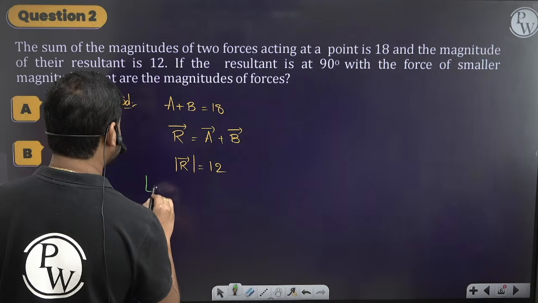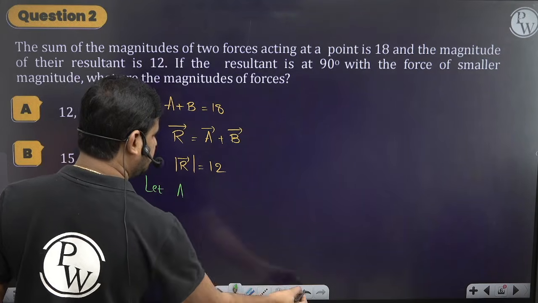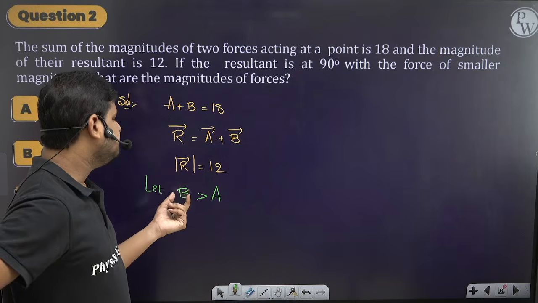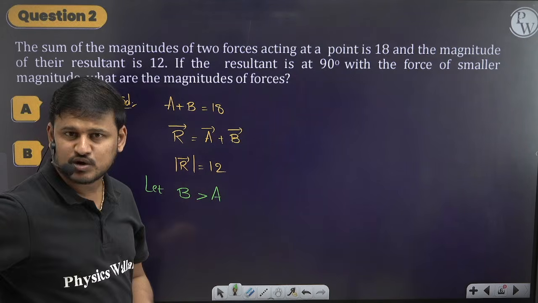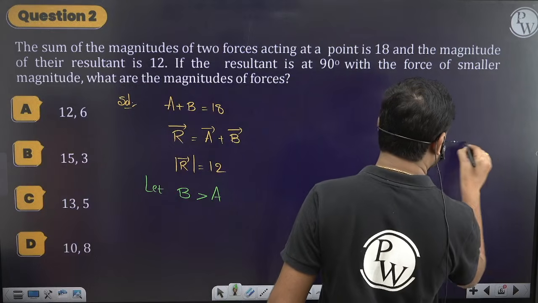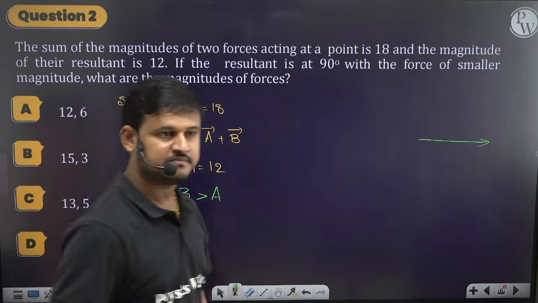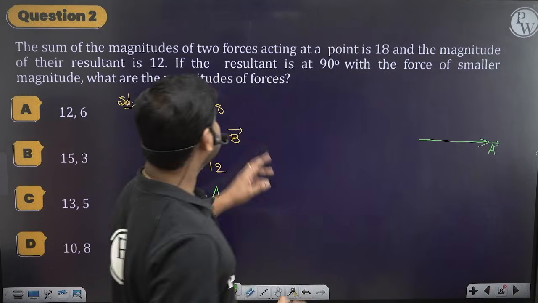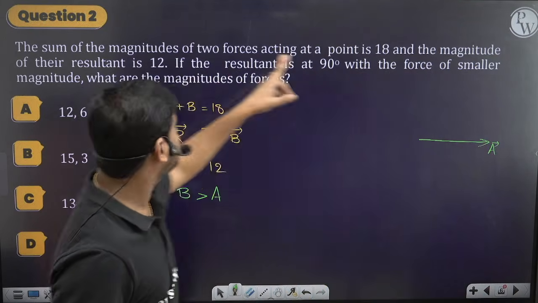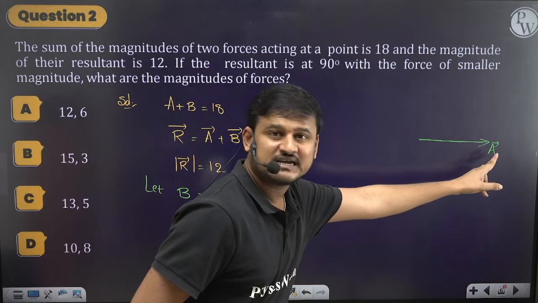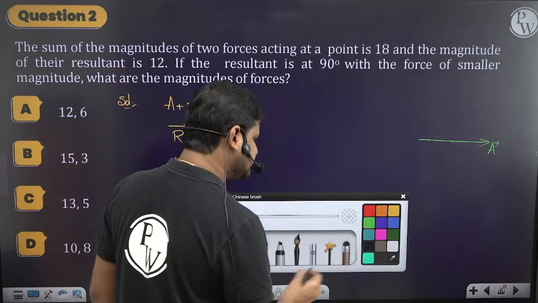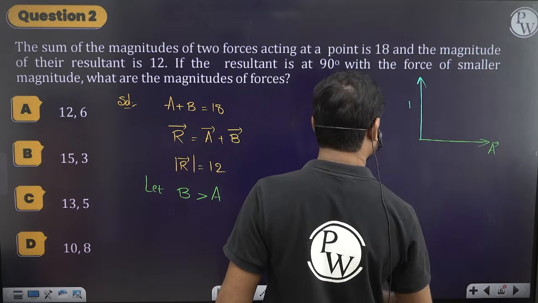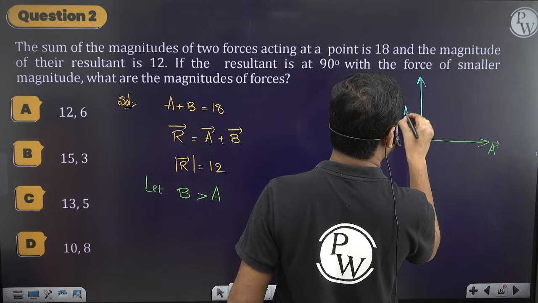Here I am considering B is greater than A. So let A and B be two forces in which B is greater than A. Then A will become the smaller force. So the A vector, I am writing like this. They said the resultant is 90 degrees with the force of the smaller magnitude. The smaller vector is A, so the resultant is 90 degrees with the vector A.